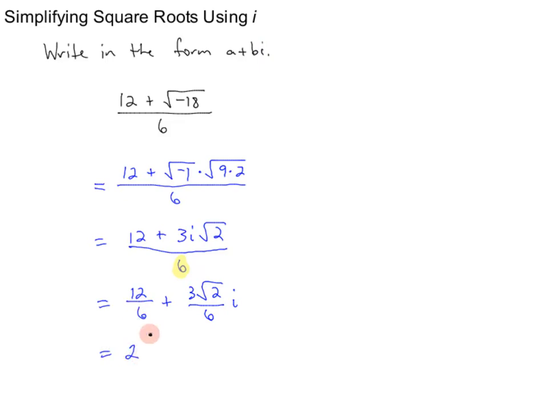12 divided by 6 is 2. The 3 and the 6 reduce to 1 and 2. So you end up with 2 plus the square root of 2 over 2 times i. So a is 2, right? There's your a. And b is the square root of 2 over 2. So it's in the form a plus bi, and that's how you divide in this case.